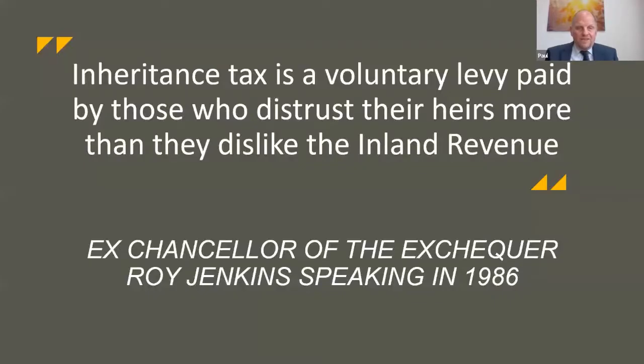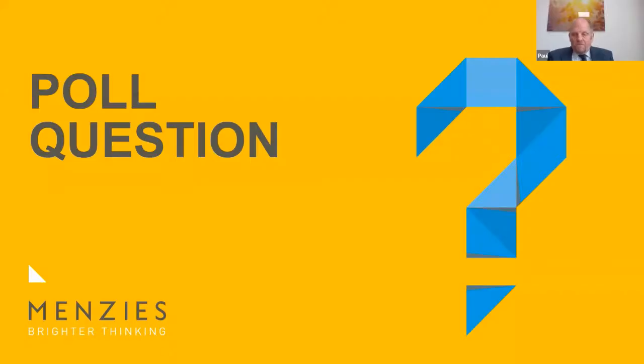Next slide, please. Okay. And I always love this quote, which is 35 years old. To some extent, things haven't changed. Roy Jenkins, who used to be the Chancellor of the Exchequer, said inheritance tax is a voluntary levy paid by those who distrust their heirs more than they dislike the inland revenue. And I'll hand back to Gemma to finish everything off.